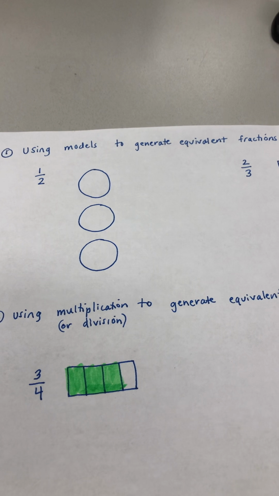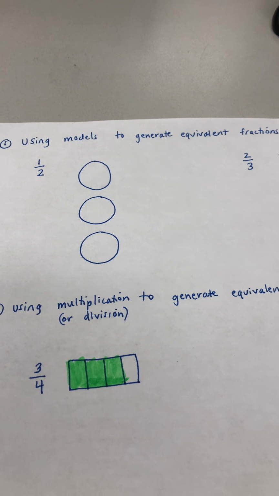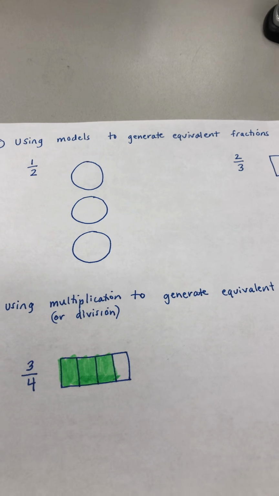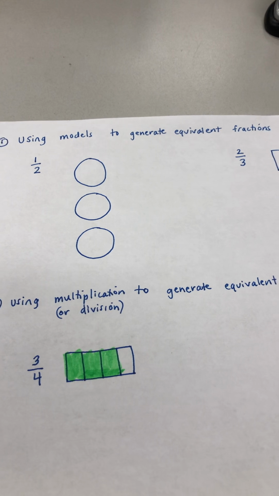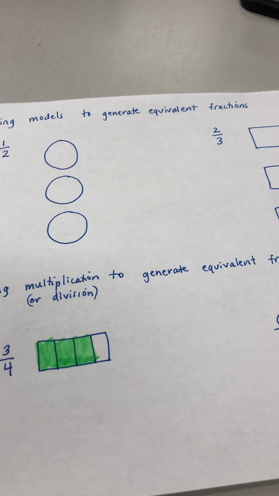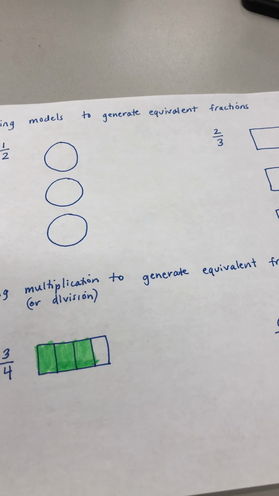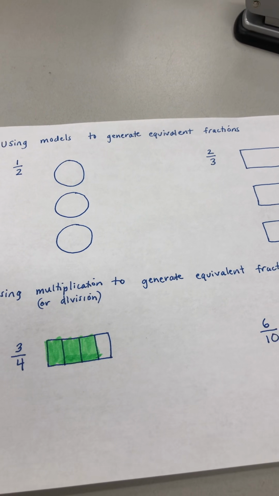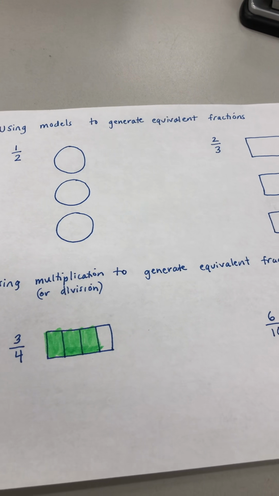We're going to be using two strategies this week for making equivalent fractions. One is using models, and another one is using multiplication and division to generate equivalent fractions. This is the most important fraction skill we're going to do from now throughout the rest of the year, and this foundation is very important for what you're going to do next year in 5th grade and beyond.